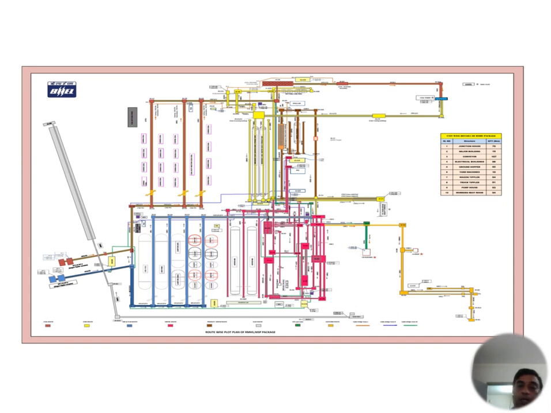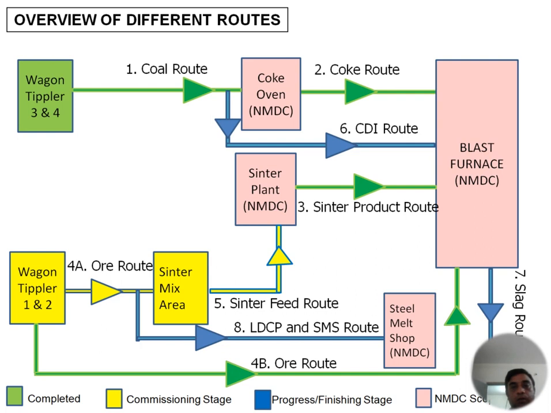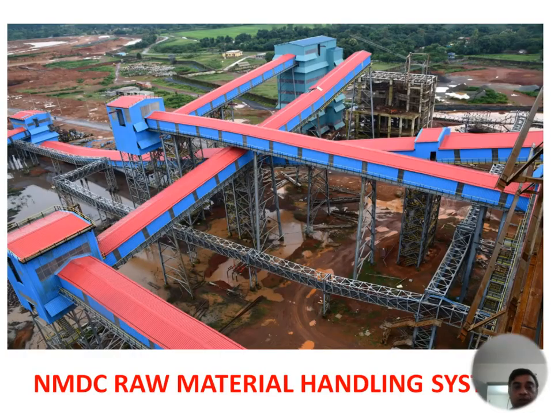This is the typical layout of the raw material handling system of NMDC. There are 8 routes involved in this raw material handling system of the NMDC steel plant: coal route, coke route, sinter product route, ore route, sinter feed route, CDI route, LDCP and assessments route, slag route. These are a few photographs of the NMDC raw material handling system.